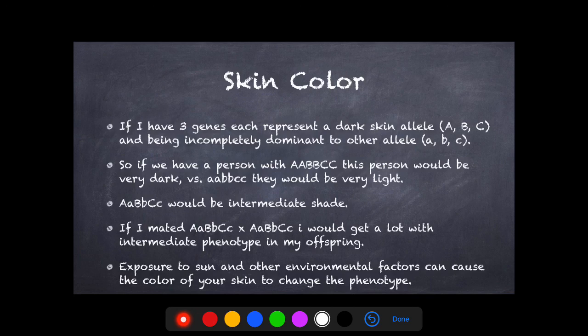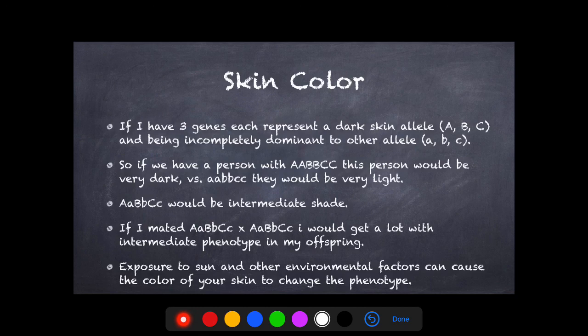So if I cross capital A, capital B, capital C, little c, try saying that 100 times, with each other, I would get offspring that are mostly somewhere in the intermediate phenotype. So they're not going to be too dark, but they're not going to be too light.